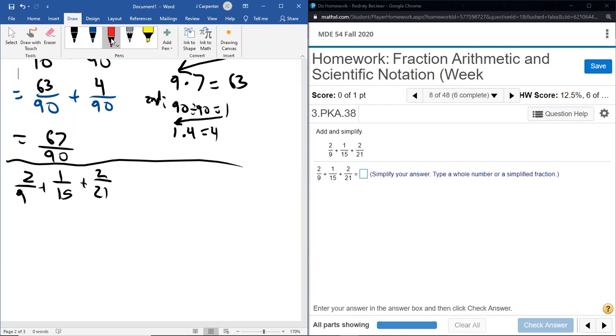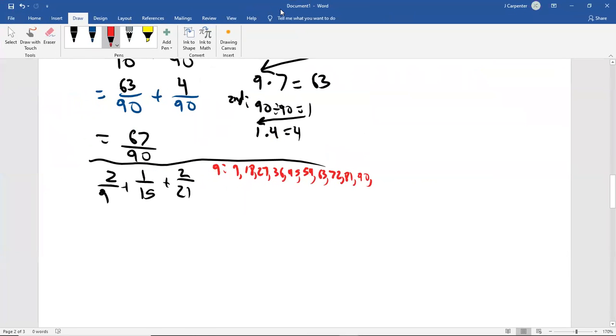For the multiples, your multiples of 9 are, I might need more room than that actually. 9, 18, 27, 36, 45, 54, 63, 72, 81, 90. All right, well, let's stop there. The list is getting kind of long. Actually, I know what I can do is maximize. Then for the 15, I'll leave space just in case. We got 15, 30, 45. Ooh, a match. 45 is a match, so that's the LCD, right?